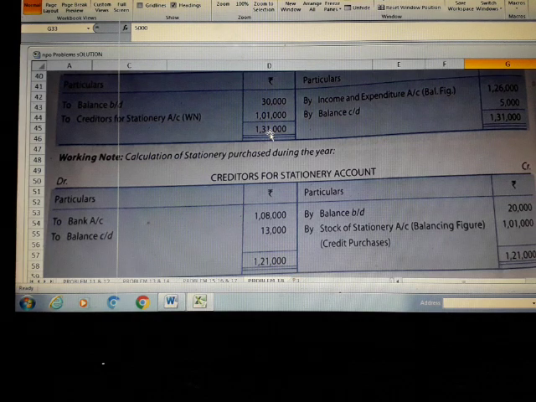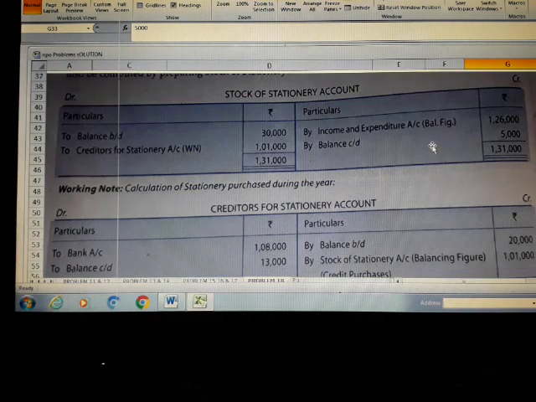And then if I tally this particular ledger, I will get a shortage of rupees 1,26,000, which I will document towards the income and expenditure account. So this balance amount should only go to the income and expenditure account. This is the second way of doing this problem.